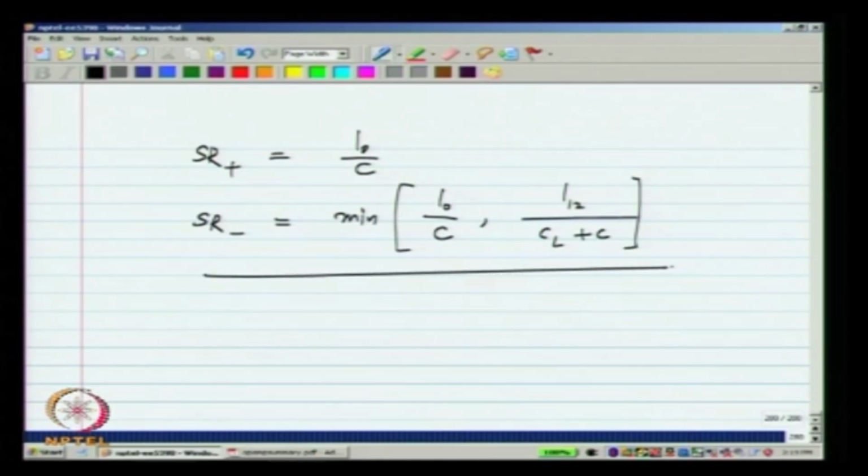Okay. So, there are two mechanisms of slewing. Either the input differential pair can cut off, in which case the maximum current out of the first stage will be equal to I0. Alternatively, the second stage can cut off, in which case the maximum current through C plus CL would be I12. Now, which of these is limiting depends on the value of I12 and I0. So, it is possible for the negative slew rate to be either I0 by C or I12 divided by CL plus C. This comes out of some simple calculation.